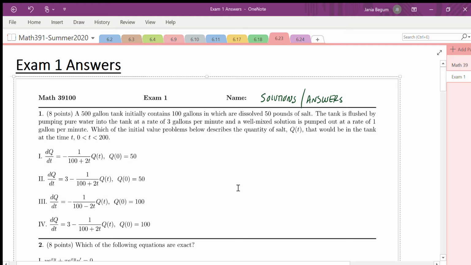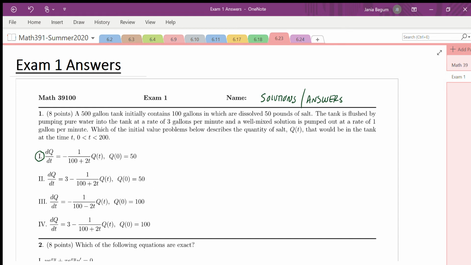Okay, so for the first problem, well, for me at least, I also agree that the answer is 1. So this will be the right answer. Okay. So any questions on this problem?